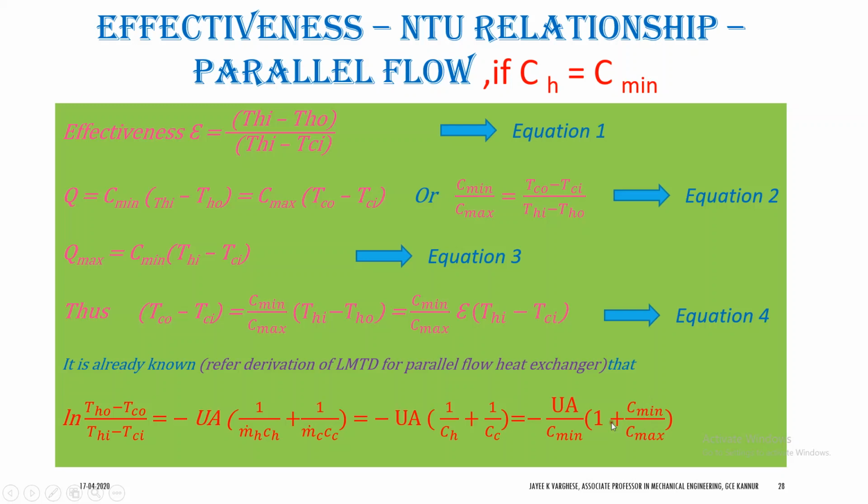Minus UA by C min into, so this will become 1 plus CH by CC, that will be C min by C max. So we will always be trying to write relations which will have terms like UA by C min, C min by C max, epsilon, etc. So only these things should be there. What is this? UA by C min is the number of transfer units or NTU. So we should always try to get terms like this during the derivation for parallel flow as well as for counter flow.